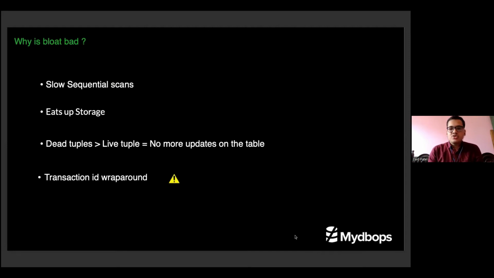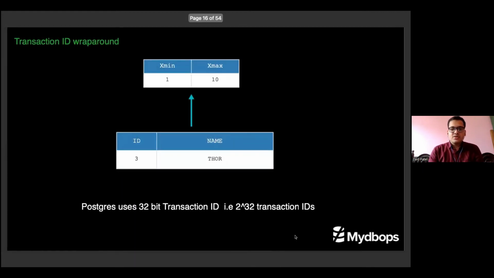And the last and the most dangerous thing is transaction ID wraparound. So let's discuss transaction ID wraparound here. Every row in Postgres contains a transaction ID header, which comprises two parts, xmin and xmax. Xmin is the ID when the transaction was first created, and xmax is the ID when the transaction was last updated or last changed. The difference between xmax and xmin gives us the age of the transaction.